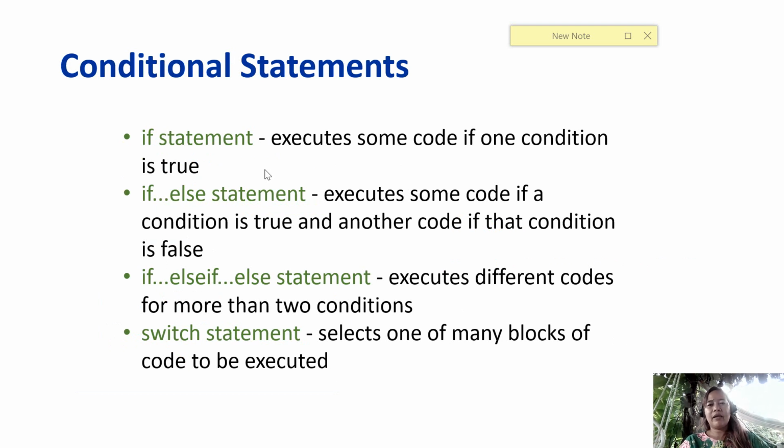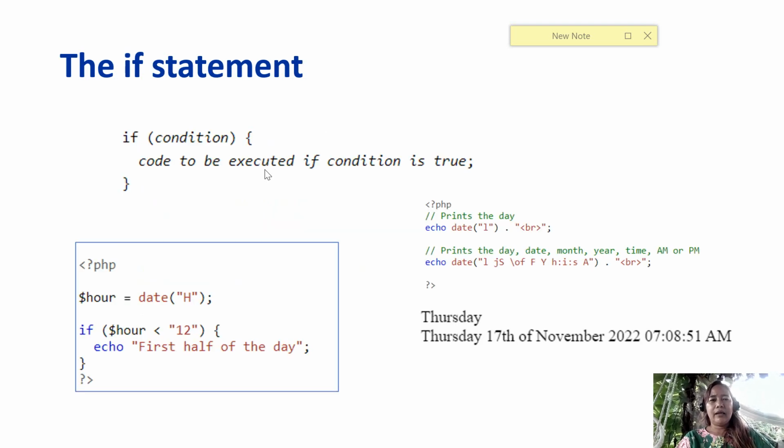When you say if statements, it executes some code if one condition is true. And then you have your if else statement, and then you have your switch statement. I will be discussing each one of these in the next slides. So let's start with the if statement. You already know this, and as you can see, it's basically the same syntax. In other programming languages, this curly brace could be start and end, or begin and end.